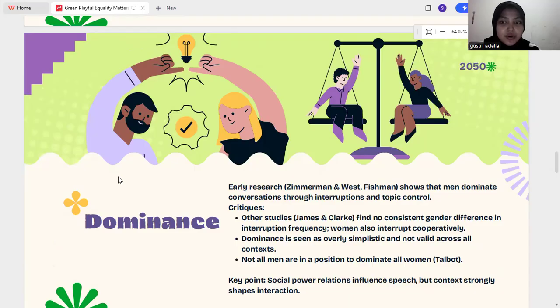That is according to the author. Like, not all men are in a position to dominate all women. So we can summarize our key point: social power relations influence speech, but context strongly shapes interaction.